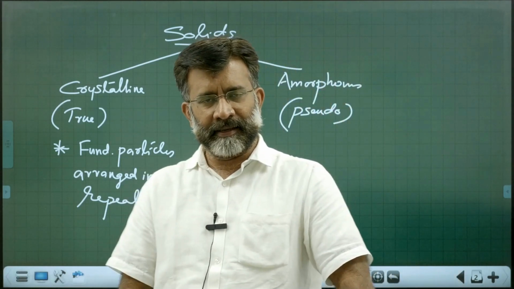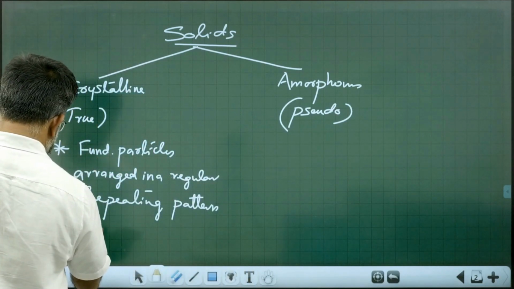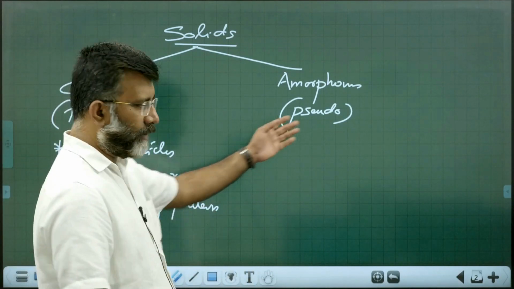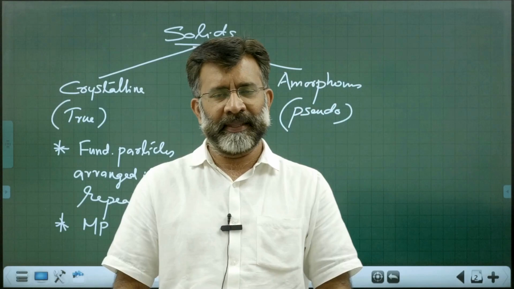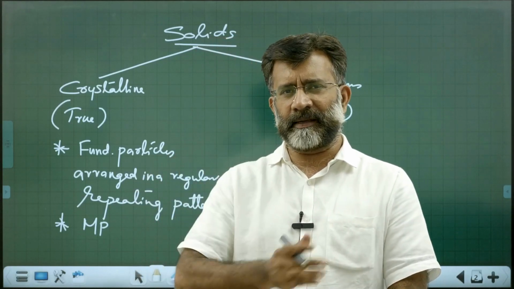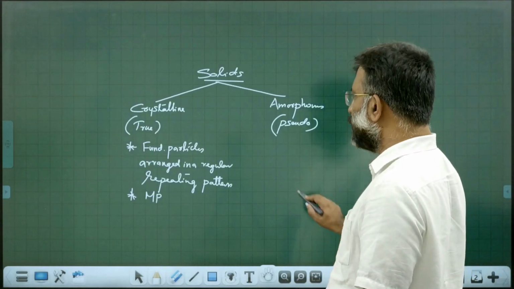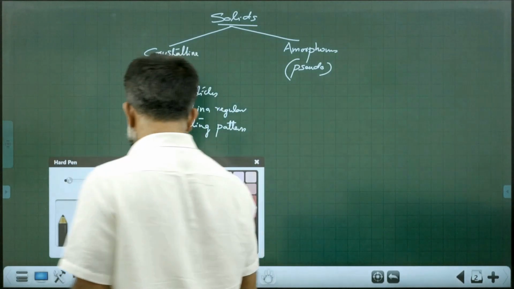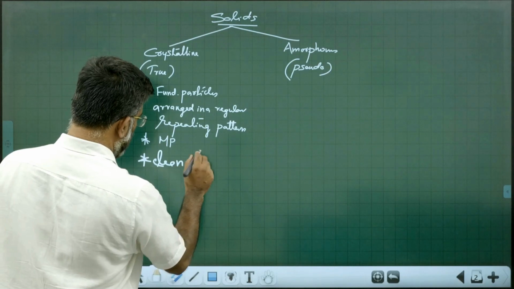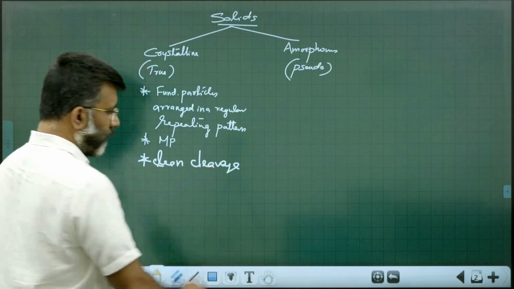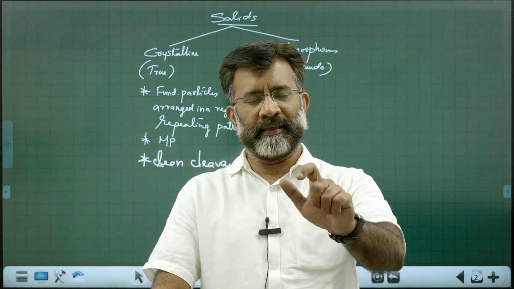Right? Crystalline materials will have a sharp melting point, while amorphous materials will go for a melting point range. Okay, crystalline materials will go for a clean cleavage. Suppose we cut the object along a plane, it will give a clean cut. While amorphous materials are not going to give you a clean cut, they will give you an irregular cut.